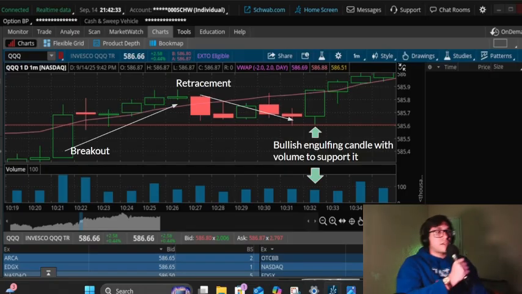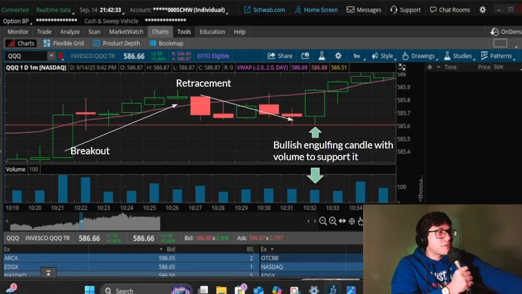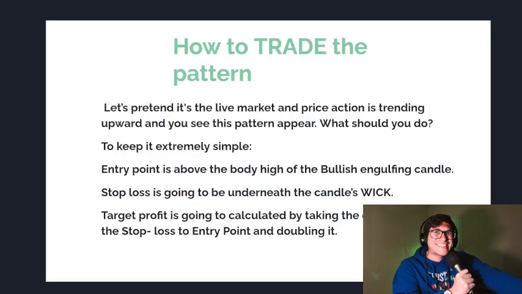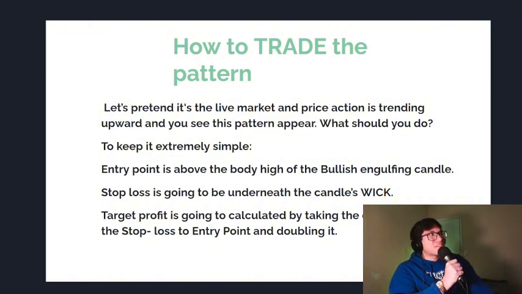So now you're probably asking yourself, now that the pattern appears, how do we trade it? Let's pretend that it's the live markets and price action is trending upward and you see this pattern appear. What should you do? To keep it extremely simple, your entry point is above the body high of the bullish engulfing candle. Stop loss is going to be underneath the candle's wick. The target profit is going to be calculated by taking the distance between the stop loss and the entry point and doubling it.